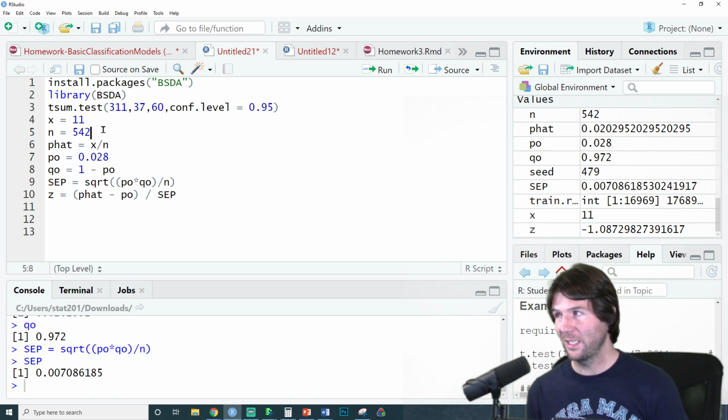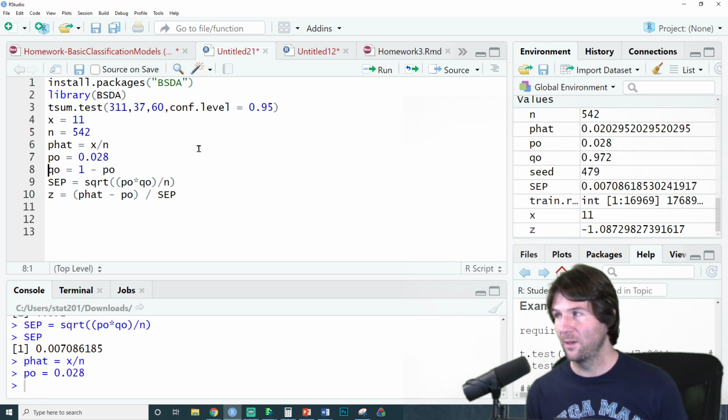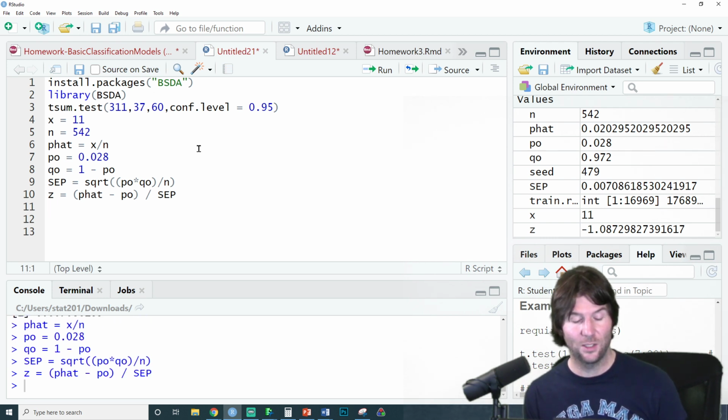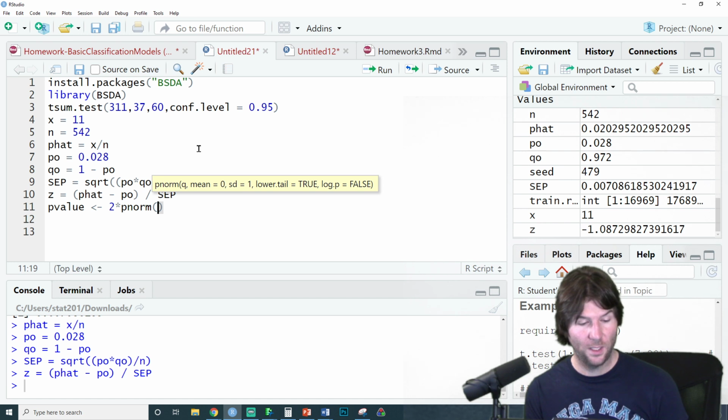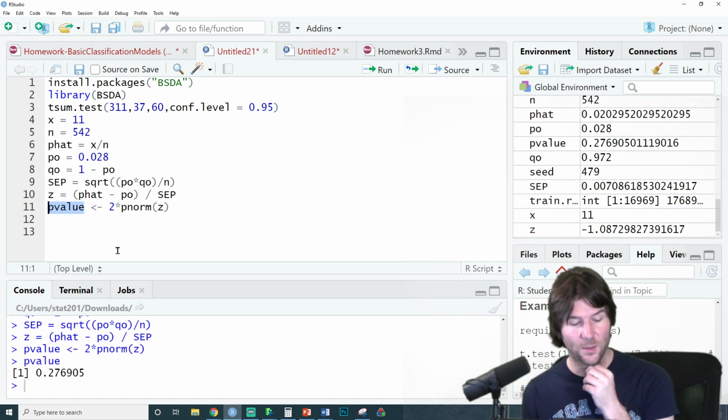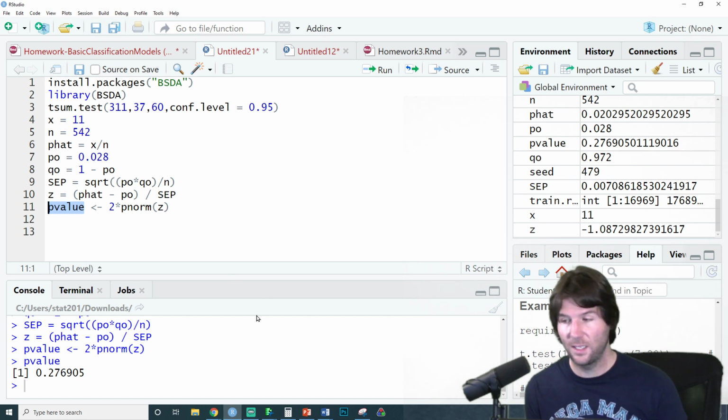And then once I store what X is, what N is, then if X and N are right, that's P hat. I can store what P naught is. I can get Q naught and make sure it's perfect. I can get the standard error. I can get the Z-score. And even here, I can get the P value. If I go and do 2 times, we want to go to P norm and P norm Z. I think that'll do it. And there is my p-value, 0.276.